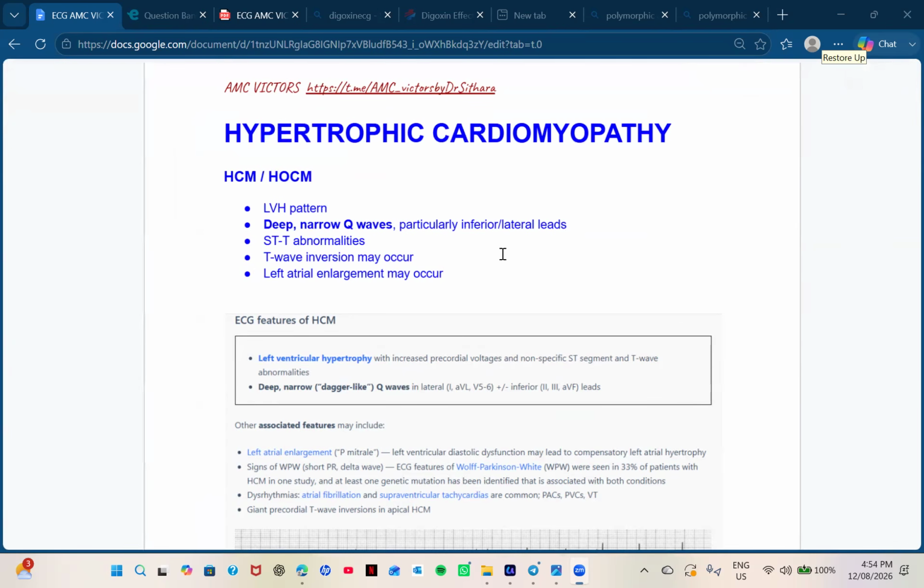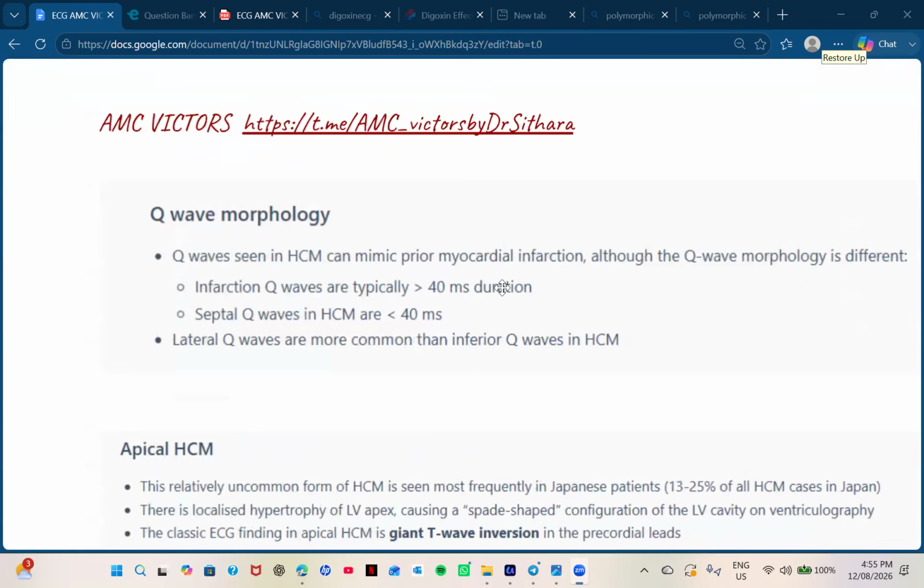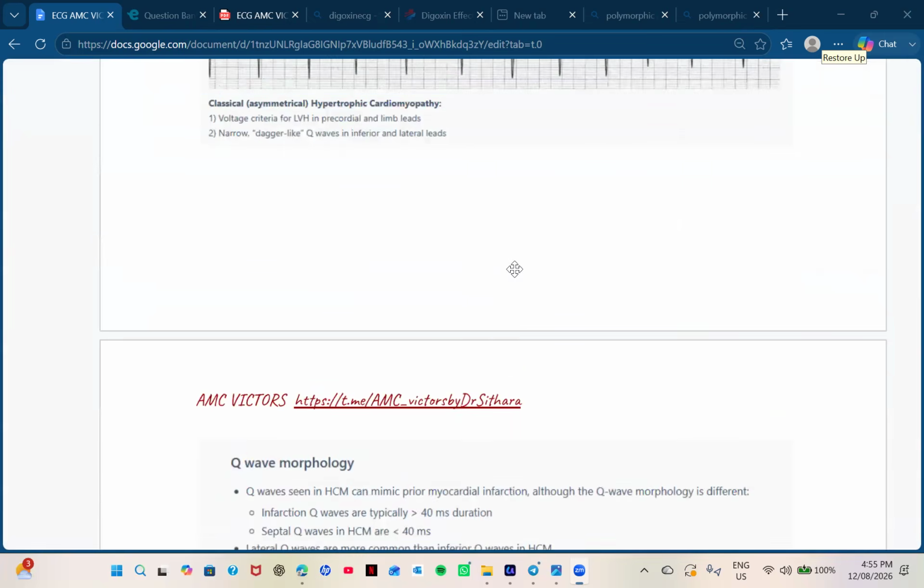Now you may have the problem of how to differentiate this narrow, dagger-like Q wave from the MI Q wave, because MI also has the pathological Q wave. So how to differentiate, doctors? The Q wave seen in HOCM is a mimic of prior MI, although the Q wave morphology is different. Infarction Q waves are typically more than 40 milliseconds in duration, but septal Q waves in HOCM are less than 40 milliseconds, right? And lateral Q waves are more common than inferior Q waves in HOCM. Remember the 40 millisecond duration, that is very important.